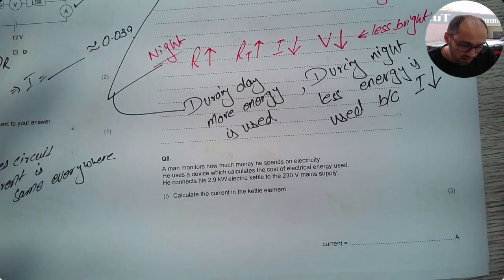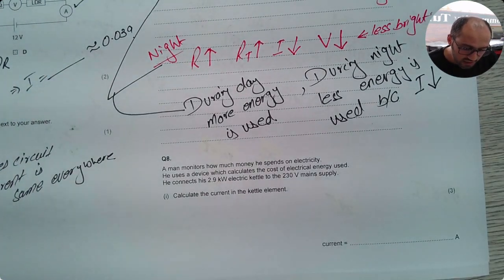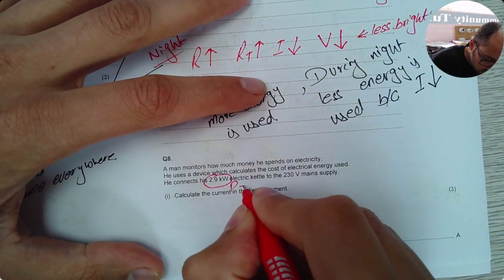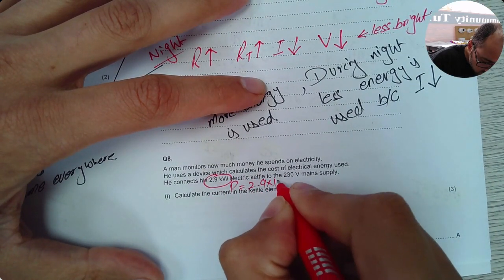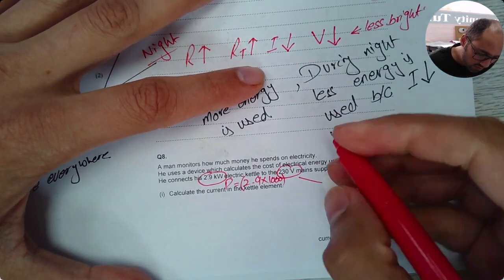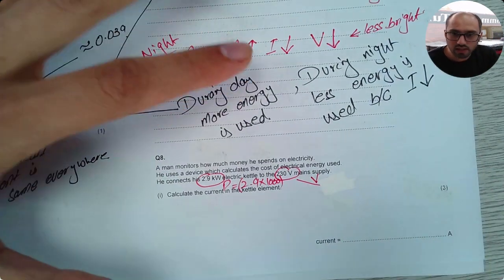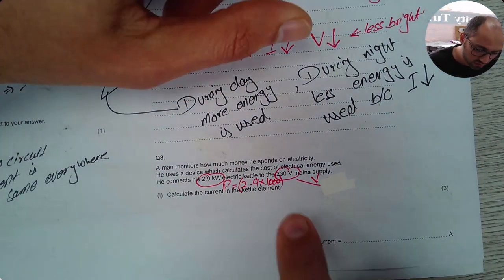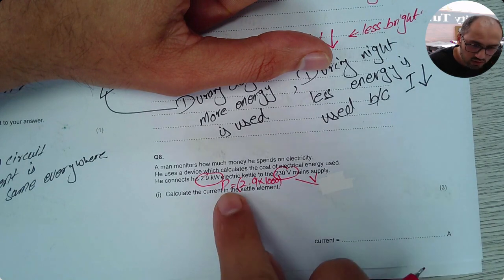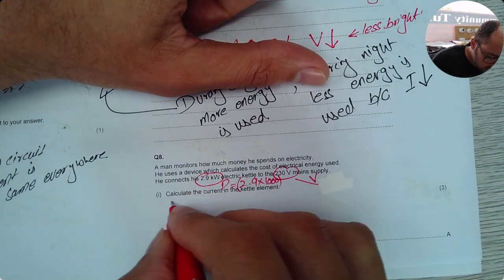Next question. A man monitors how much money he spends on electricity. He uses a device which calculates the cost of electrical energy used. He connects his 2.9 kilowatt kettle. Now I can't use this power, it has to be converted into watts, so I'll multiply it by 1000. He connects it to the supply, and that supply has potential difference of 230, so that's the value of V. I know the value of V and I know the value of power. It says calculate the value of the current.